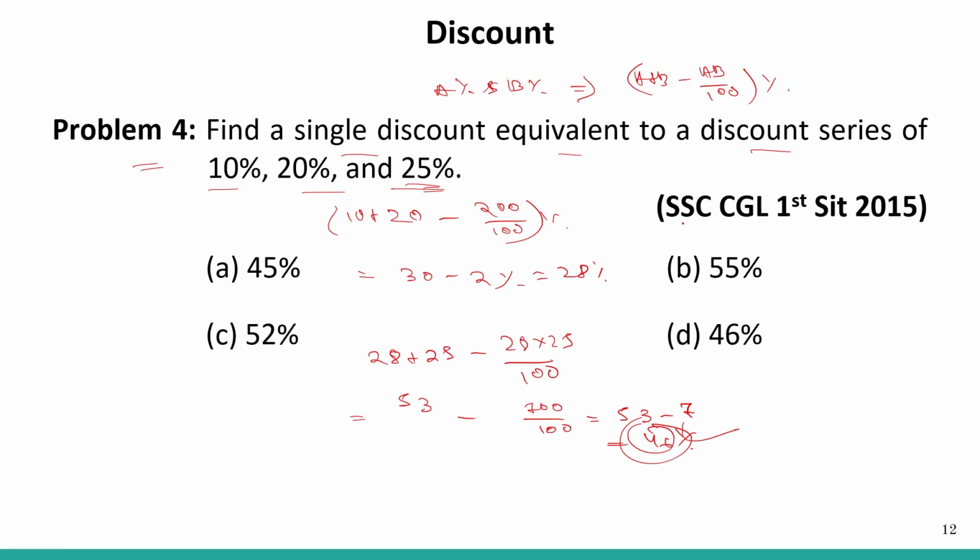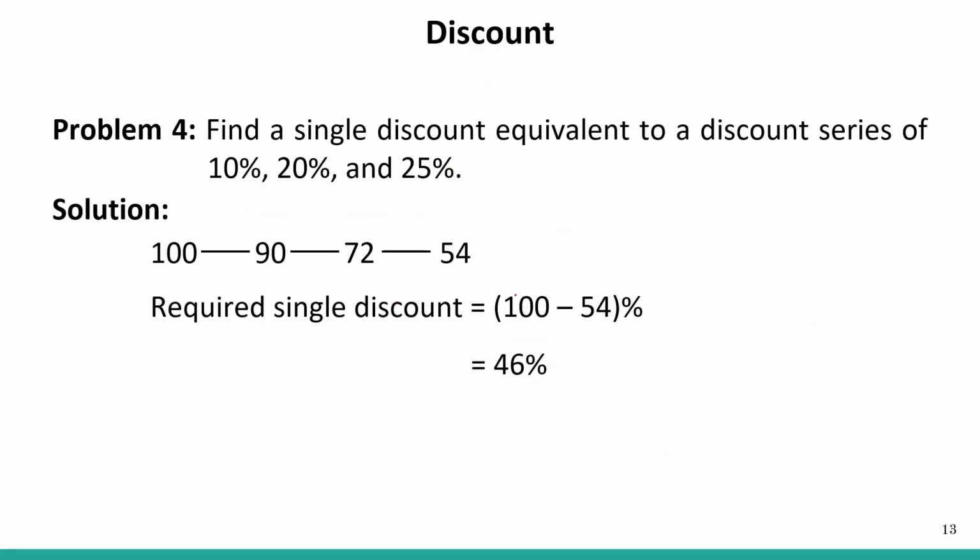This question appeared in the SSC CGL first sitting 2015 paper. So what we did was we applied this formula to the first two terms, and whatever we got, that was 28%. Then we assumed this as A and this as B, and solved again. Applying that process again, what we are left with is 46%. So this is the correct answer. The other options are all wrong answers. So 46% is the correct answer.